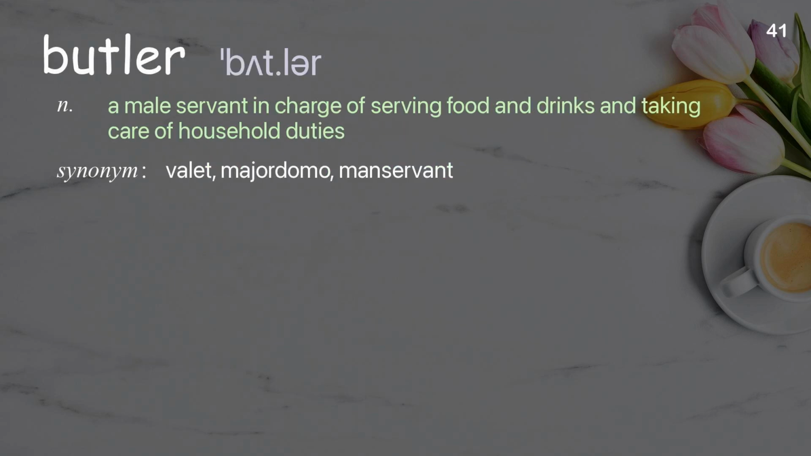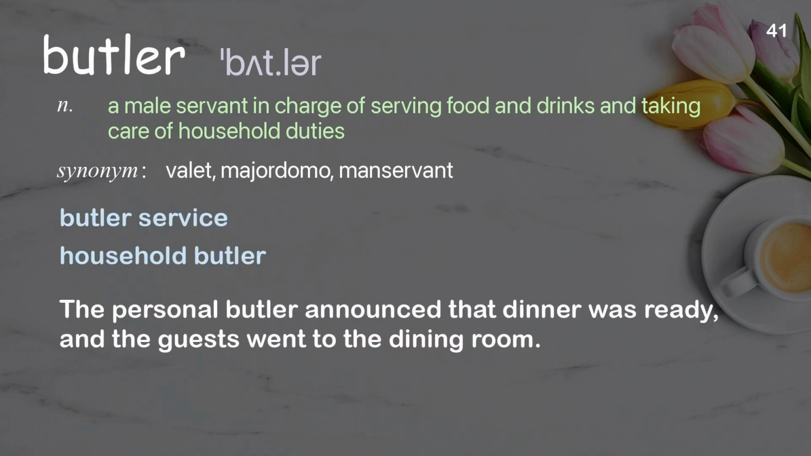Butler. A male servant in charge of serving food and drinks and taking care of household duties. Examples: Butler service. Household butler. The personal butler announced that dinner was ready, and the guests went to the dining room.